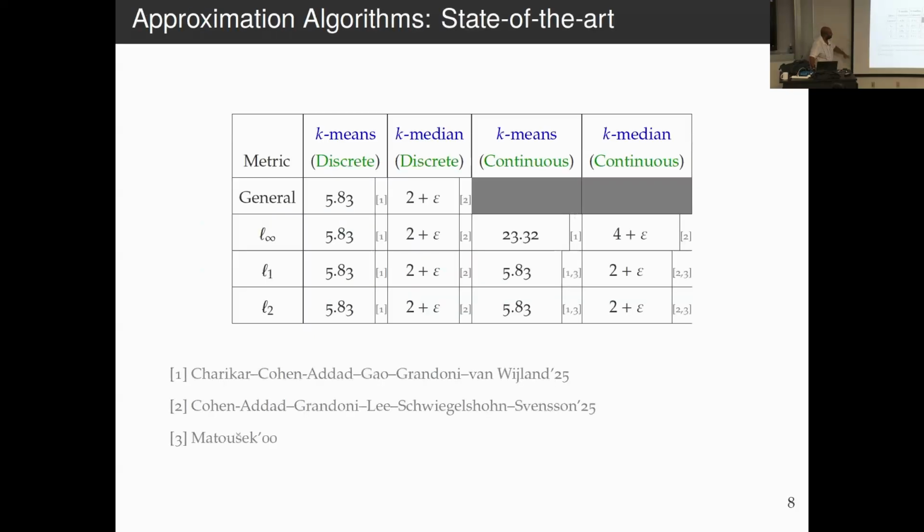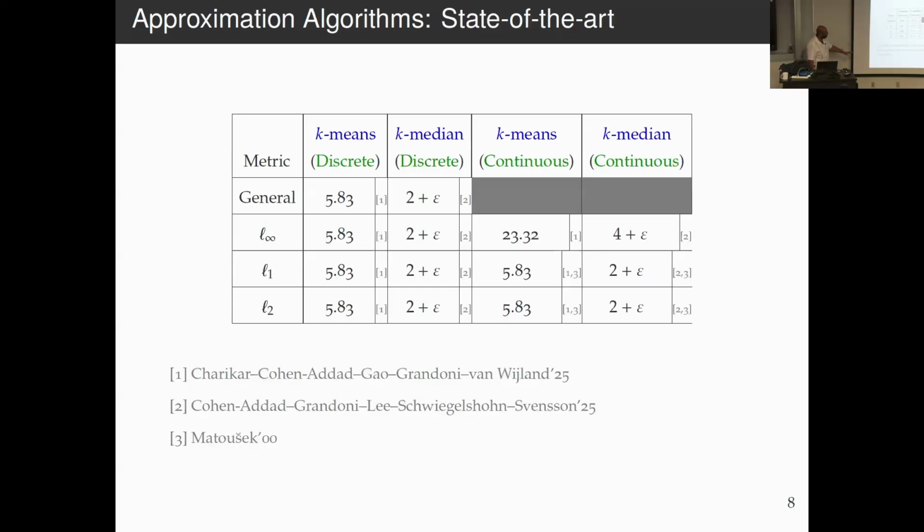So this is what we know. In this table, I'm looking at 4 metrics which are of interest, which is general metric, where you are just given all pairwise distances which satisfy triangle inequality, and then 3 geometric metric spaces, L infinity, L1, and L2, which are like the 3 most popular LP metrics. And then there's the distinction between discrete and continuous, k-means and k-median. This is what this table roughly captures. It doesn't make sense to ask continuous in the general sense because you're just giving every pair. It's a discrete metric by definition. But continuous can be asked for all LP metrics.